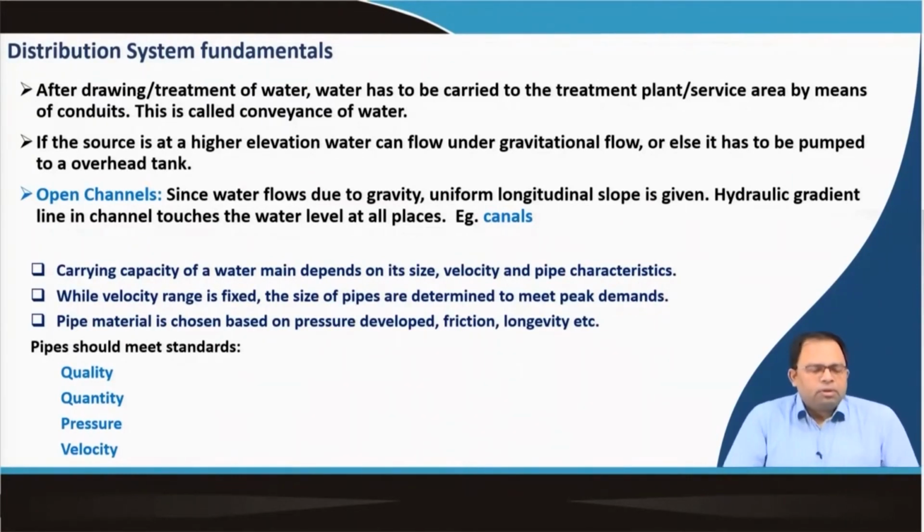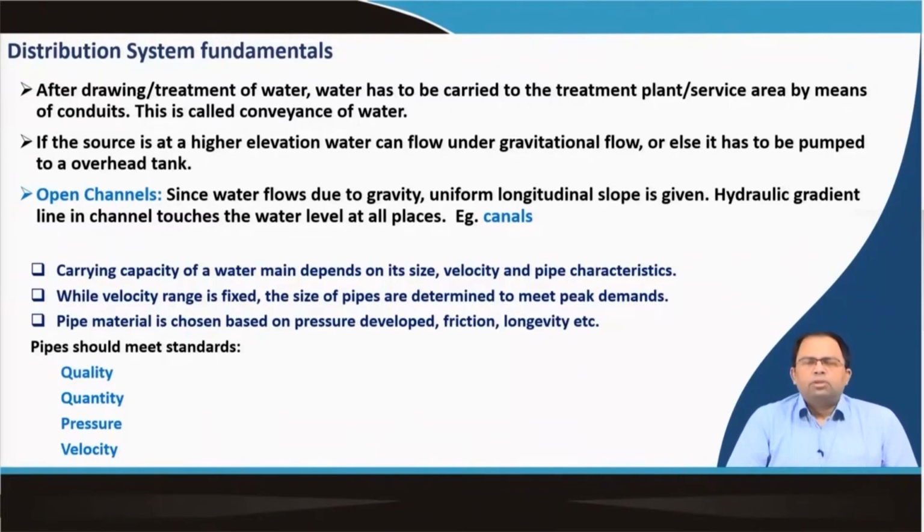Okay. So, talking about distribution system fundamentals, of course, after either drawing of water or treatment of water, water has to be carried to the treatment plant in case we are drawing the water from a river, or to the service area if after treatment we take the water to a service area through means of conduits or pipes, and this is called conveyance of water. Now, pipes or channels, we can say conduits could be both pipes as well as channels, right? Open channels, open ducts, this kind of thing could also be utilized.